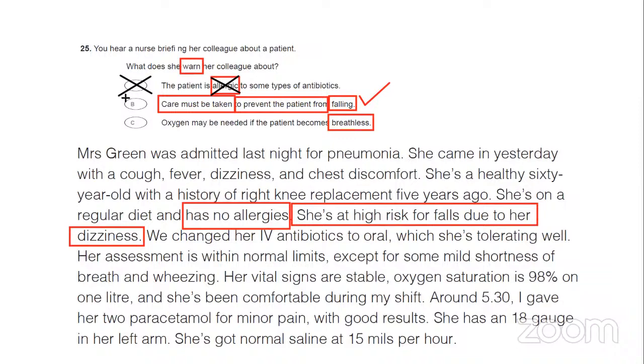Next one, oxygen may be needed if the patient becomes breathless. Her vital signs are stable. Oxygen saturation is 98% on 1 liter.